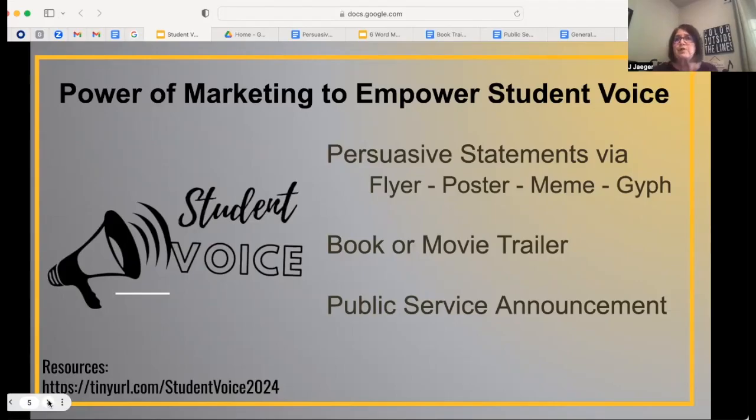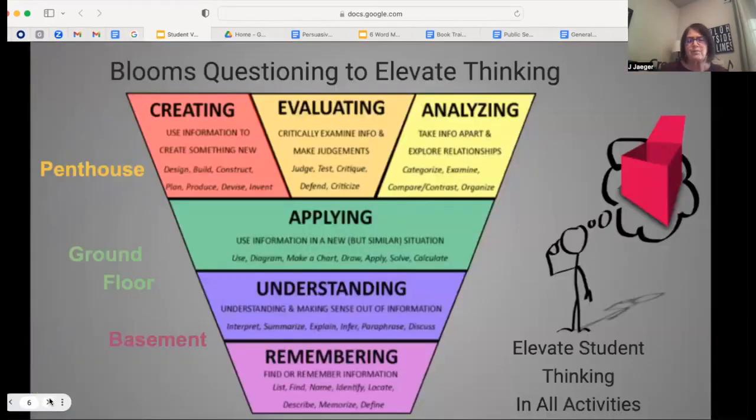Then the book and movie trailers are another great activity that students enjoy doing, and it's another way for them to express themselves and convince others to read the book that they enjoy. Public service announcements take a deeper look at social issues. It might be something they are interested in politically, or, like I mentioned, on social media, could be a medical issue, whatever it is. They have the opportunity then to share their views.